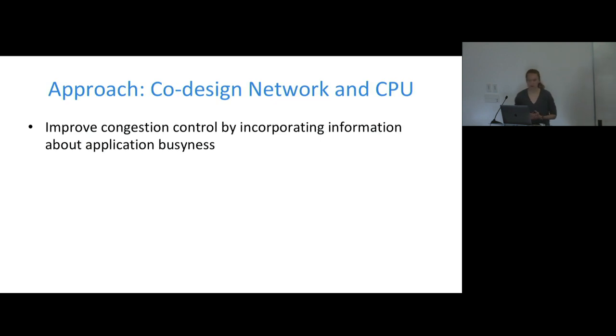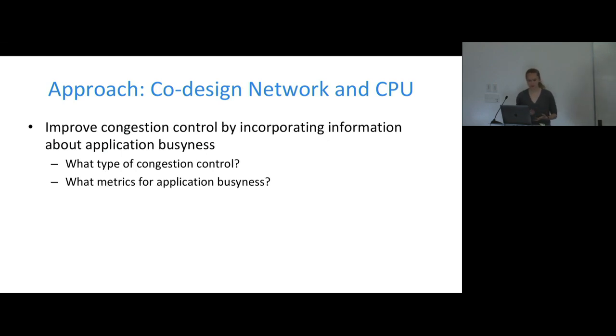So motivated by these two examples, our goal with Chimera is to co-design the network and the CPU. So we want to improve congestion control by incorporating some information about how busy applications are. And this raises a couple of questions. So first of all, what type of congestion control is best suited for this purpose? Second, what are the best metrics for characterizing application busyness? And third, how can we go about measuring application busyness?